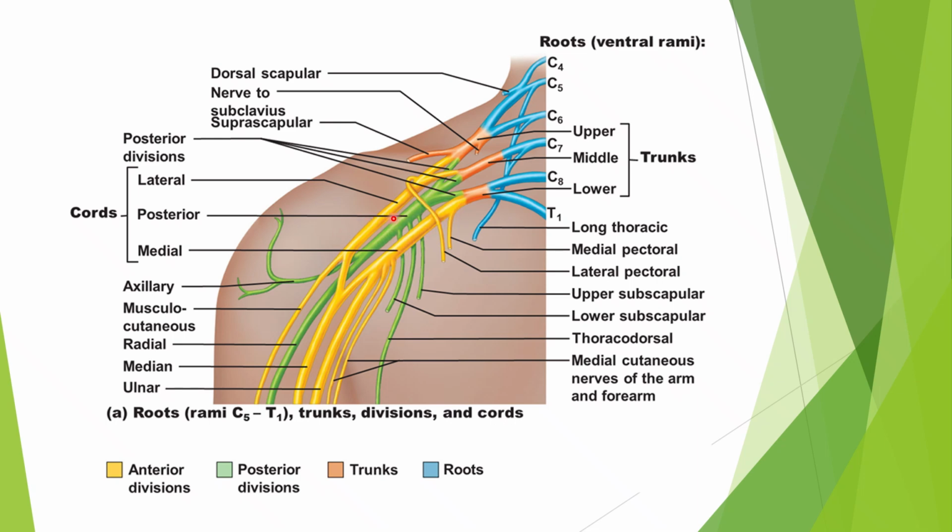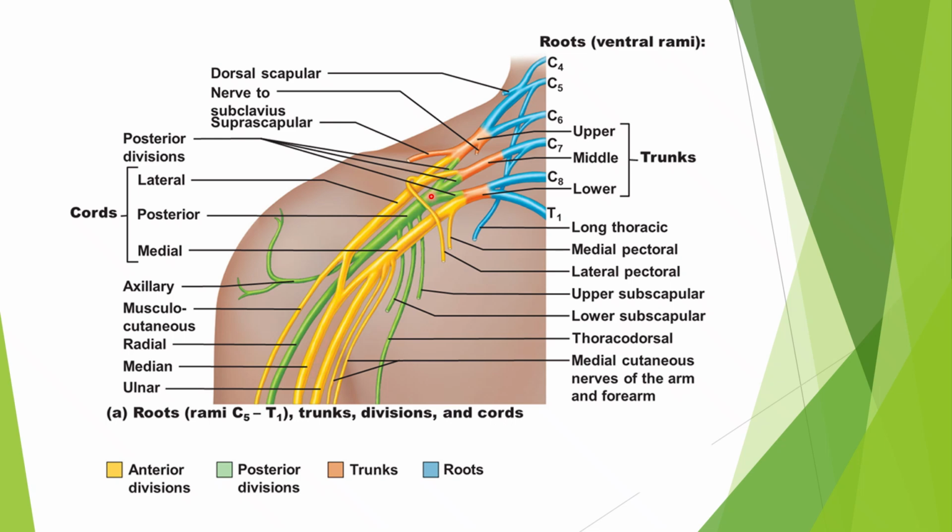Now coming to the branches. The lateral cord gives off the lateral pectoral nerve, the lateral root of median nerve and musculocutaneous nerve. The medial cord gives off the medial pectoral nerve, medial cutaneous nerves of the arm and the forearm, the ulnar nerve, and the medial root of the median nerve. The median nerve receives twigs from both the lateral cord and the medial cord.